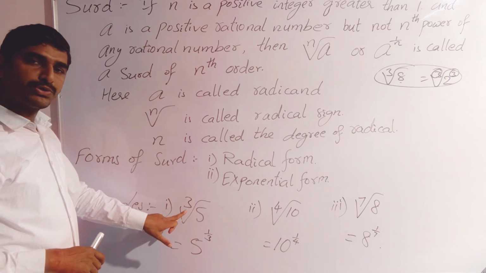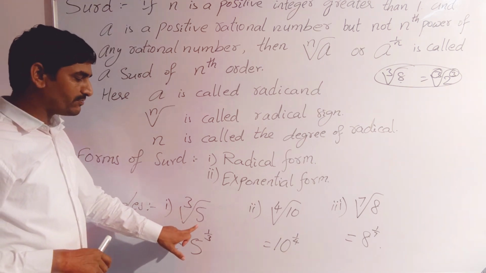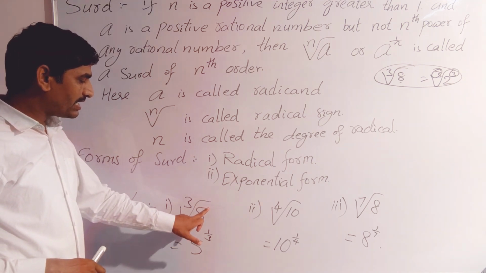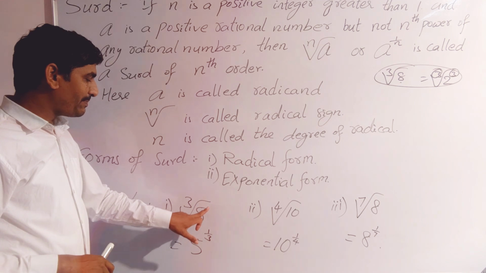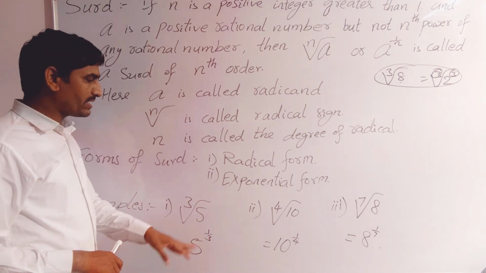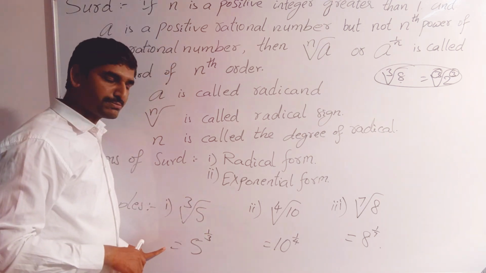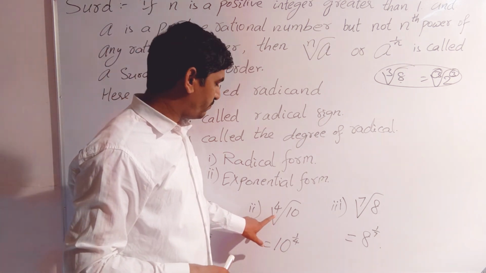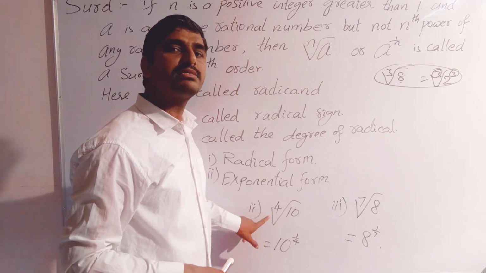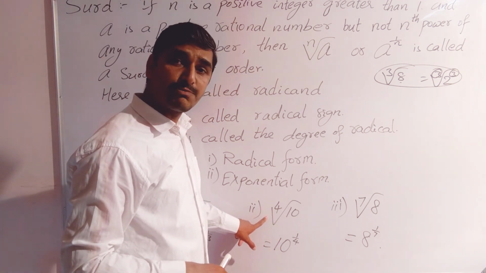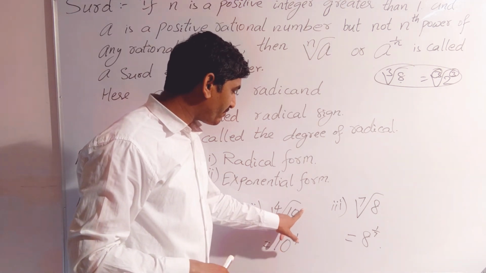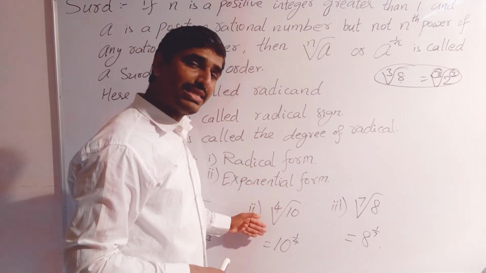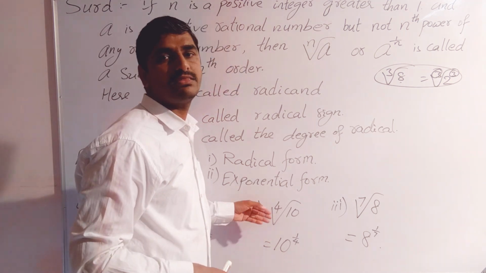First one, cube root over 5. This can be written as 5 power 1 by 3. This is the radical form, this is the exponential form. What about the second one? Fourth root over 10. This is the radical form. What is its exponential form? 10 to the power 1 by 4. If this is given, this can be written.